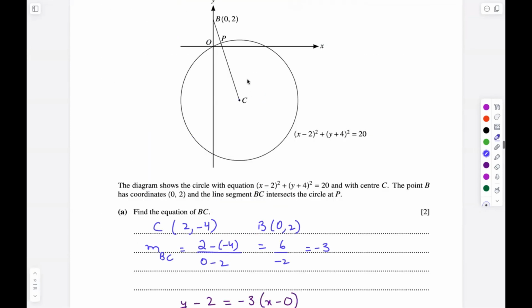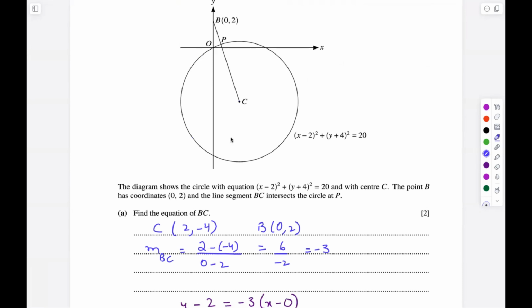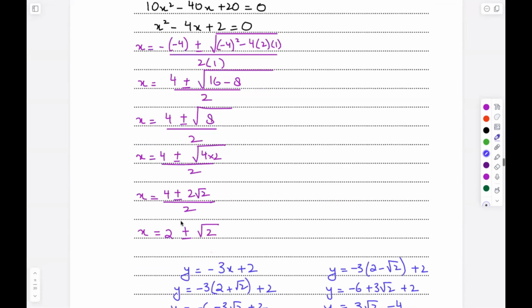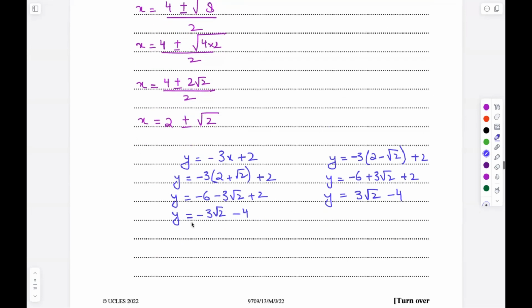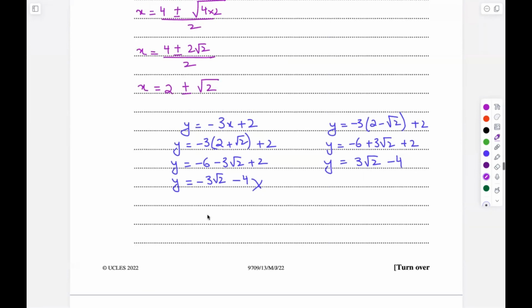Now, as P has both of the coordinates as positive, we have to choose only the positive coordinates. So in that case, the first y coordinate cannot be taken. So the coordinates for P will be 2 minus root 2 for the x value, and 3 root 2 minus 4 for the y value.